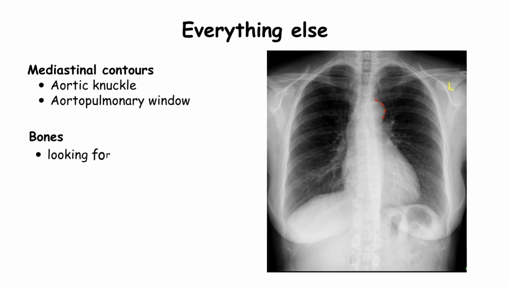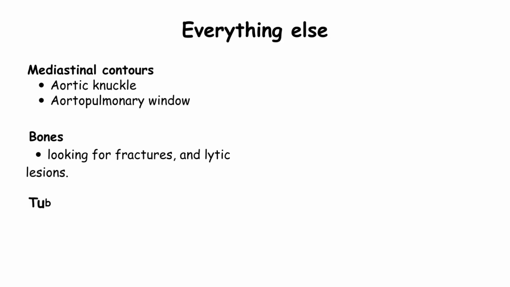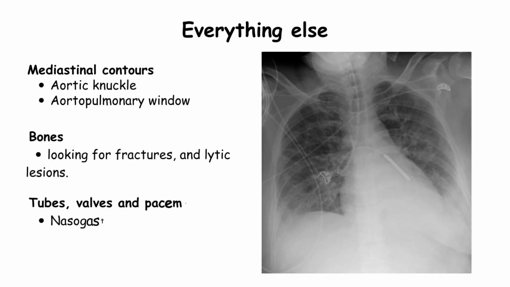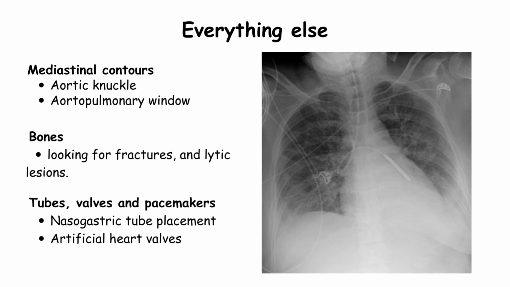In bones, you need to check for fractures and lytic lesions. When you check the soft tissues, sometimes you can see large hematomas. Chest X-ray is also essential in confirming the placement of tubes, valves, and pacemakers.